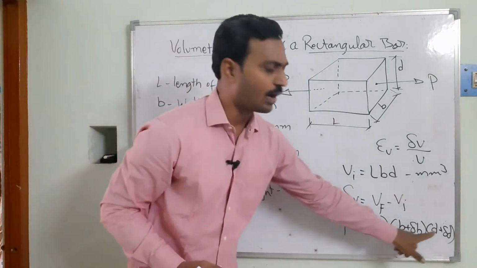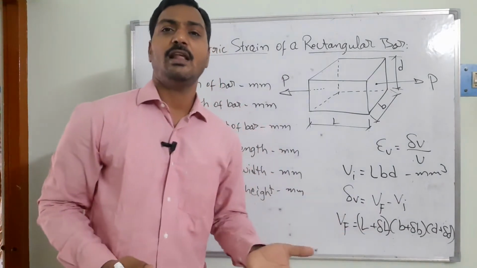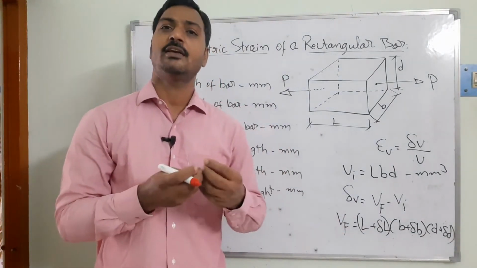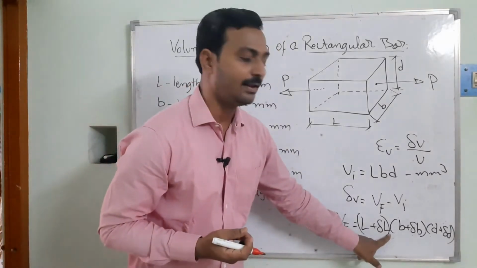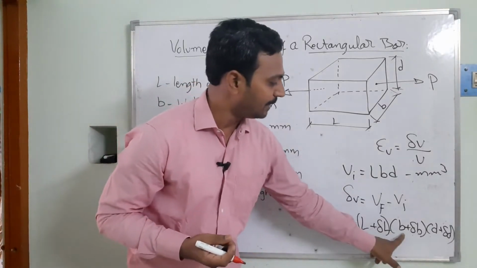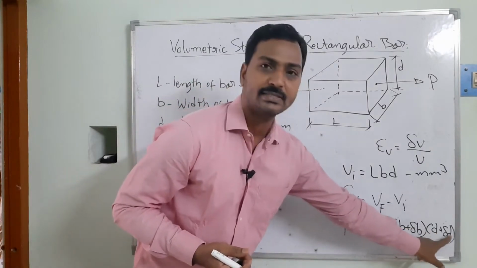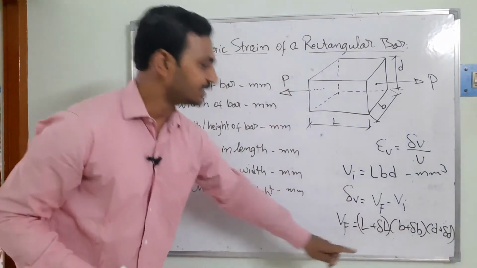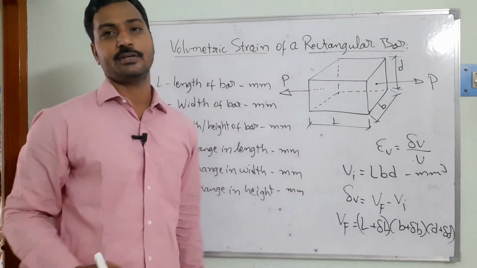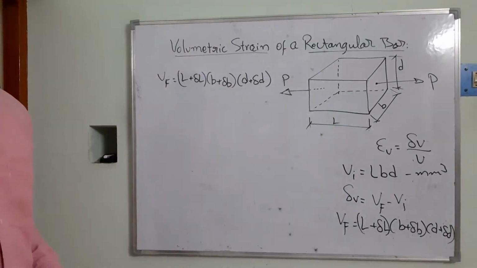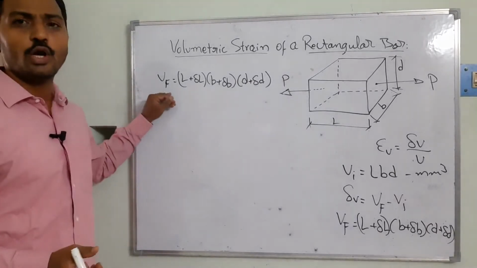That may be positive or negative, depending on the material, whether it is elongating, meaning the dimensions are increasing, or decreasing. L will become L plus del L, B will become B plus del B, and D will become D plus del D. On this basis we are trying to find the change in volume, and then we will substitute in this equation. So now we need to find the final volume of the component.